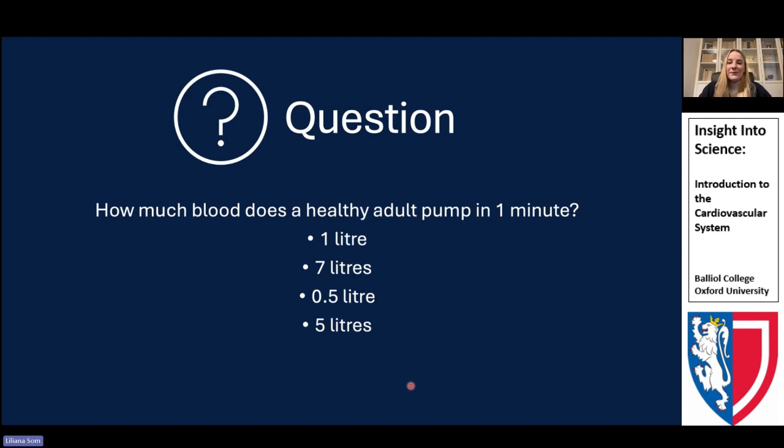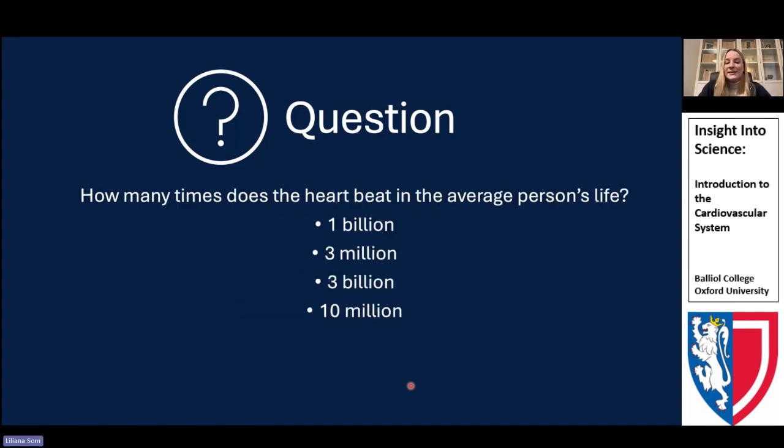I've put some fun questions in there, which I just wanted you to guess if you know how much blood does a healthy adult heart pump in 1 minute. Yeah, we have one correct answer, and that is 5 liters. And if you were to take a guess at how many times does a heart beat in the average person's life?